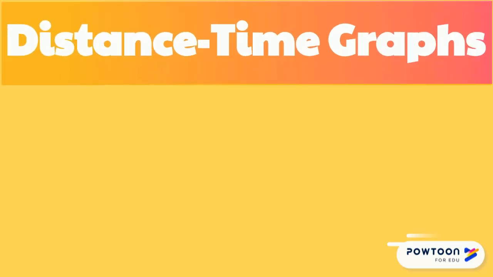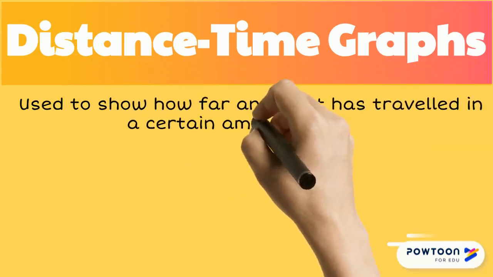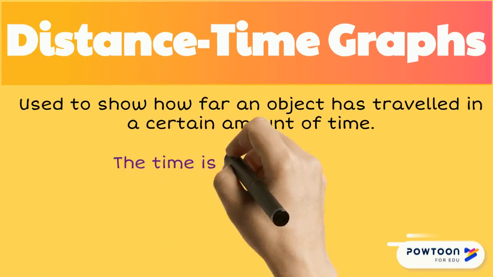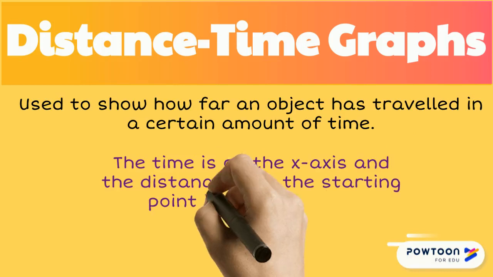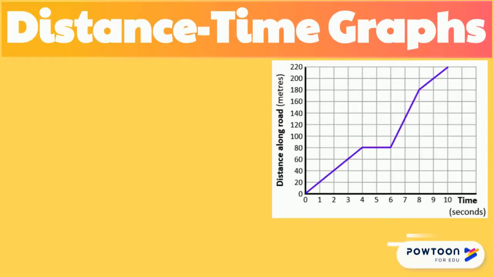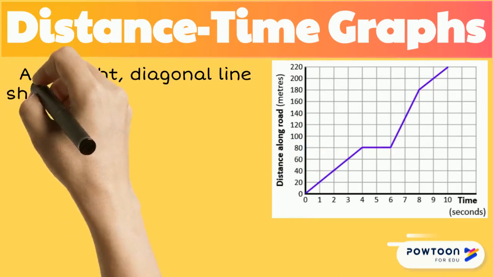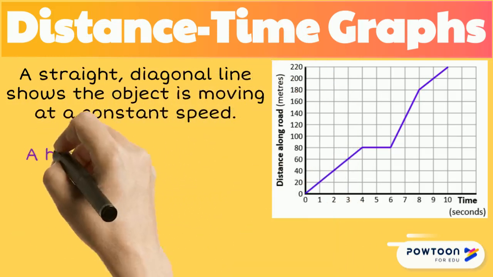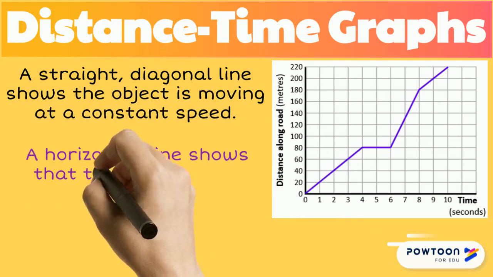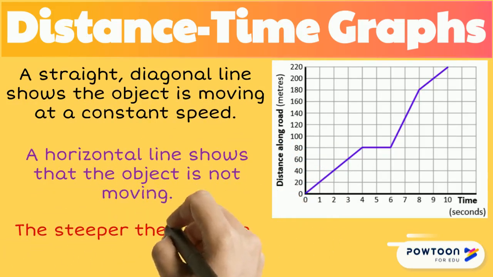In case you don't remember, distance time graphs are just used to show how far an object has traveled in a certain amount of time. The time always goes on the x-axis, and then the distance from the starting point is always on the y-axis. A few things we need to know before we actually get started. So first, a straight diagonal line, which we'll see pretty often, shows that an object is moving at a constant speed. Then a horizontal line shows that the object is not moving at all.